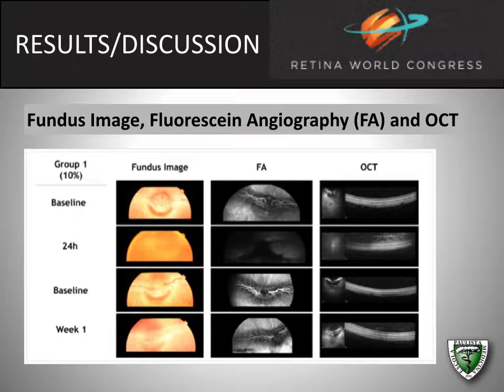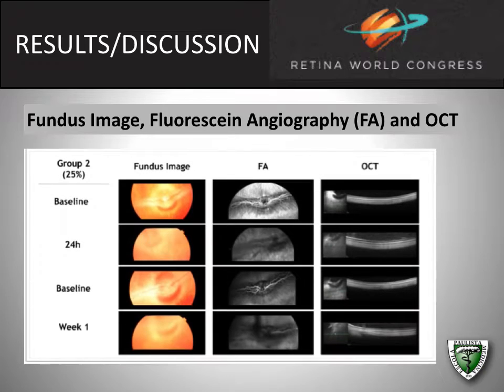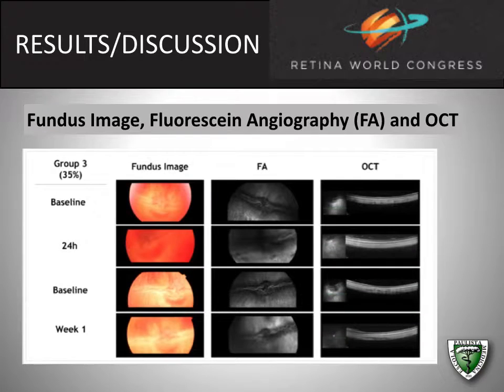Fundus imaging, fluorescein angiography, and OCT at baseline, 24 hours and 7 days after intravitreal injection showed normal findings independent of the concentration tested. Decrease of vitreous opacity was observed through time. As you can see, the images for 10%, 25%, and 35% were similar. This is evidence that the acai dye has an efficient potential to be eliminated from the eye tissues.